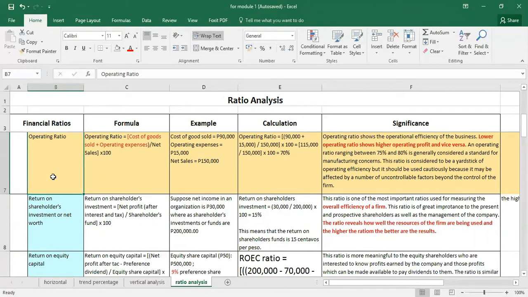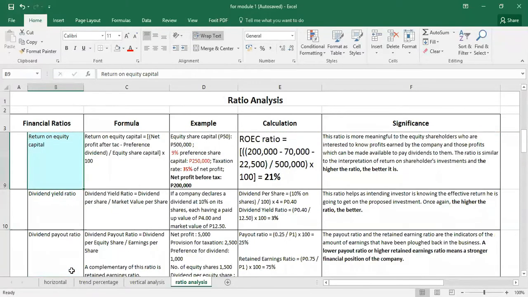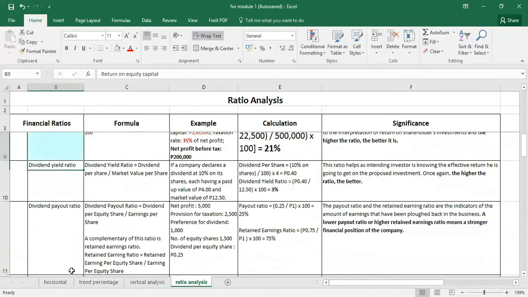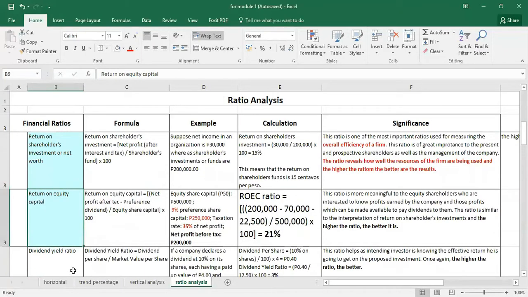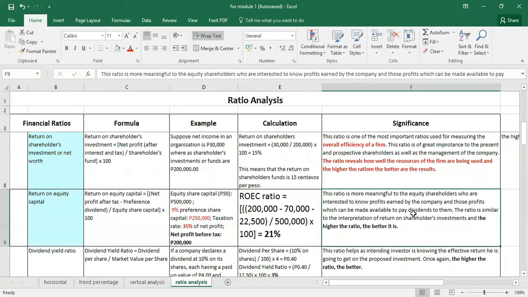Okay. Then, we have return on equity capital. Wait lang ha. Yan. Return on equity capital. To compute for return on equity capital, tax pala to, hindi tax. Okay. Net profit after tax minus preference dividend divided by equity share capital. So, given this example and the calculation, what is the significance of this ratio?